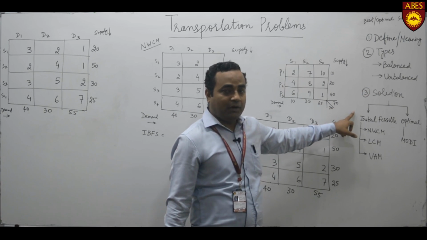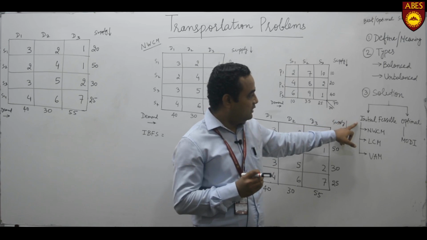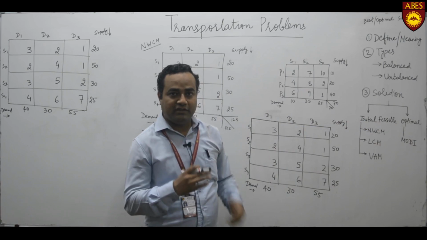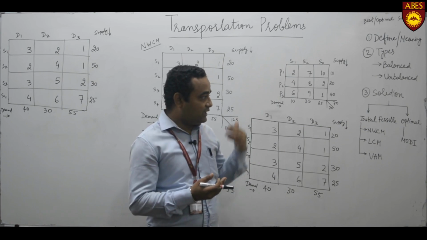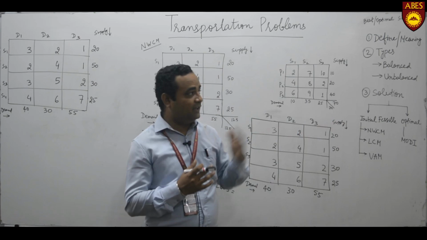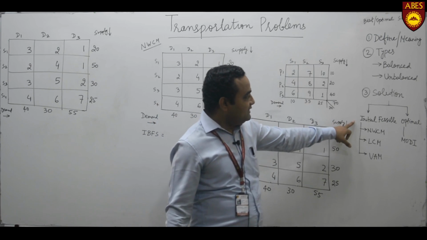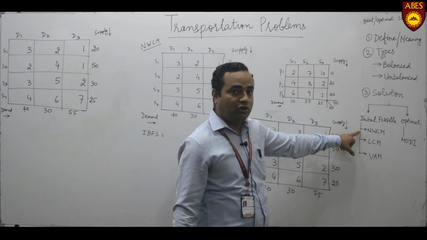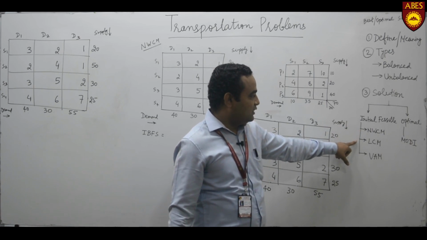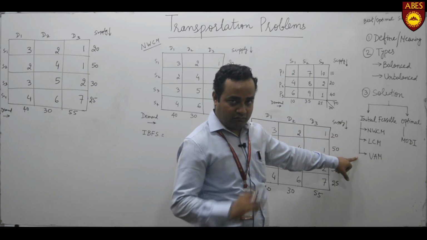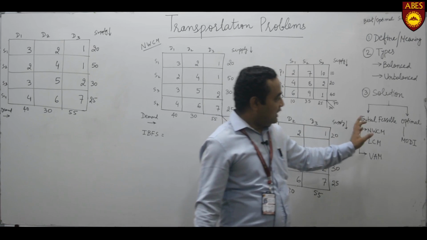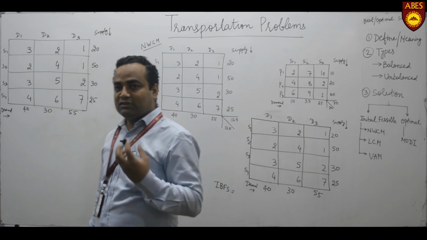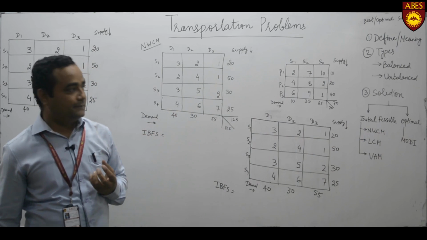The solution is divided into two parts: the initial feasible basic solution and the optimal solution. Once we get the initial feasible basic solution, then we go for the optimal solution. We do not directly use the optimal solution for any transportation problem. For the initial feasible solution, there are generally three methods: first the north-west corner method, second the least cost method, third the VAM method, whose full name is Vogel approximation method. For the optimal solution, only one method is available, that is the MODI method, which means the modified distribution method.